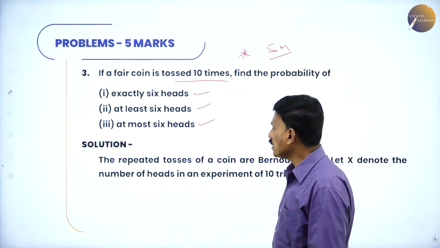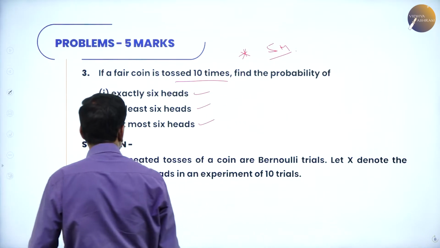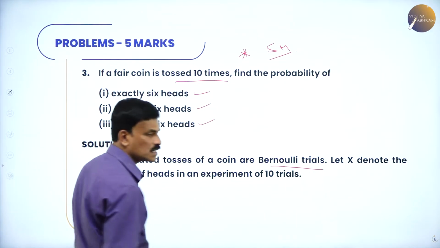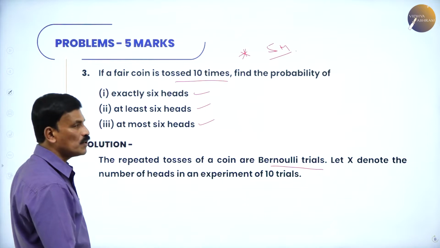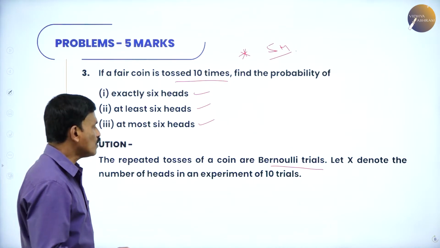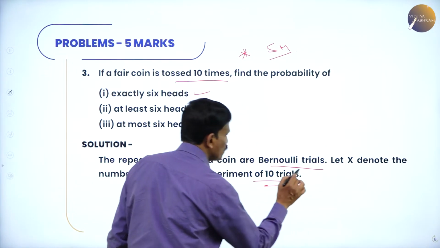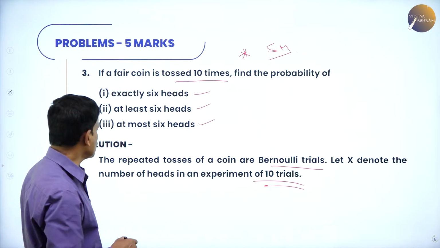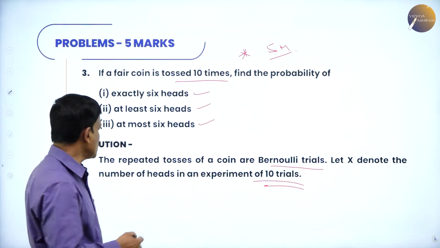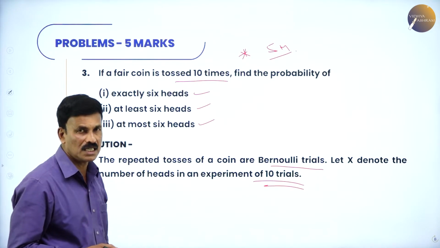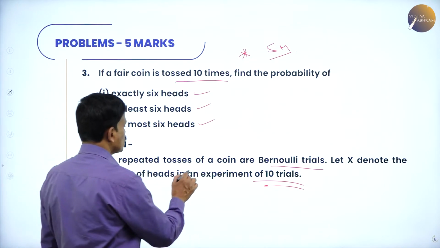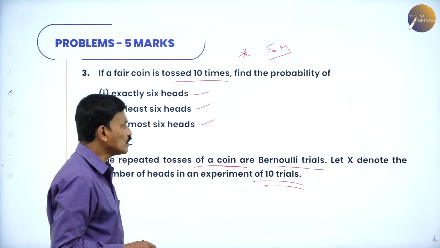Now, what is the condition given? The repeated toss of a coin is called the Bernoulli's trial. This is a Bernoulli's trial. Suppose let x denote the number of heads in an experiment of 10 trials. Since this is a repeated toss of a coin, therefore this is a Bernoulli's trial.